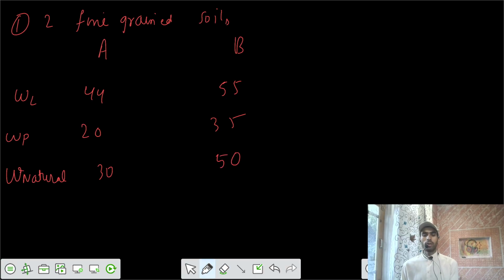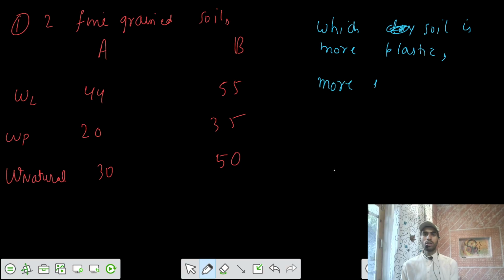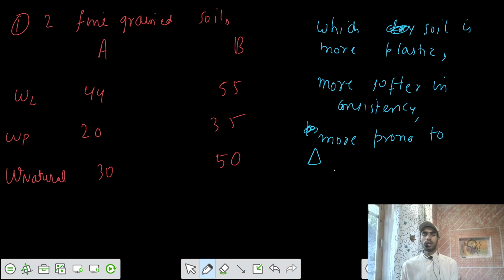And we need to tell which of these soils is more plastic, which of these soils is softer in consistency, and which is more prone to settlements. That's compressibility. More prone to settlements.